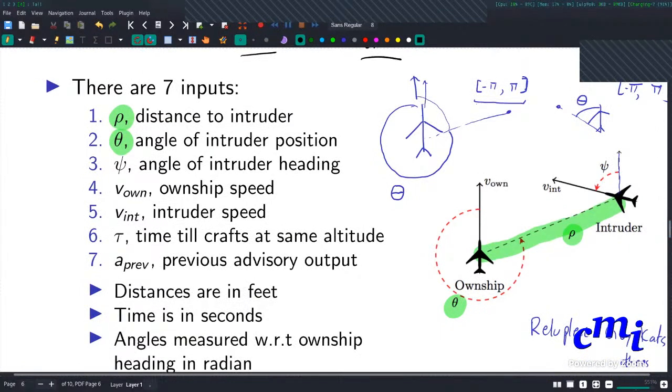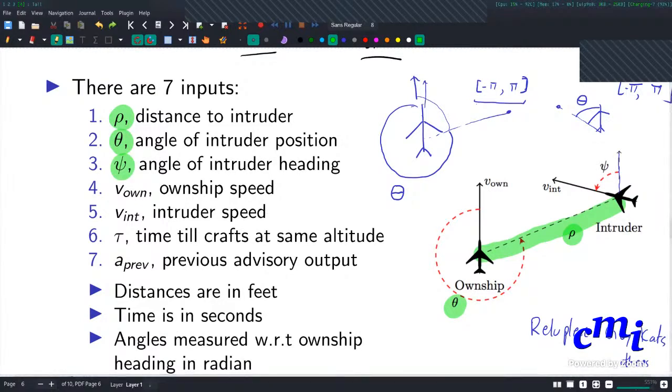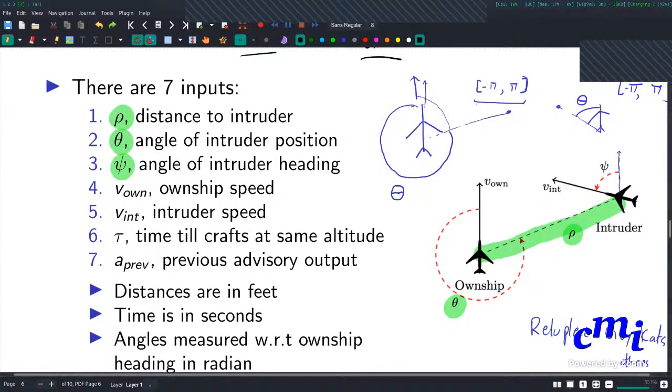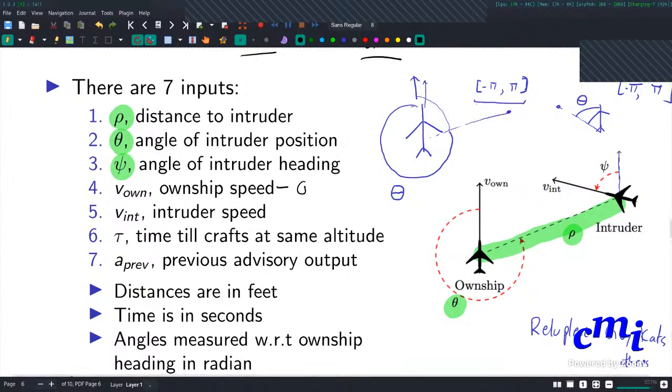So I was talking about the third angle. The third angle is basically this particular angle, which is the direction in which the intruder is traveling. Now the fourth and fifth inputs are basically the speeds of your own plane and the intruder respectively, and these speeds are relative to whatever frame of reference you're working with. So usually these are in terms of ground speeds, although from a flying perspective that might not be very useful, when we think about these things, we think in terms of ground speed. So this is ground speed.